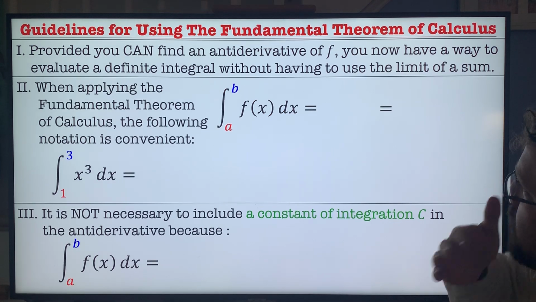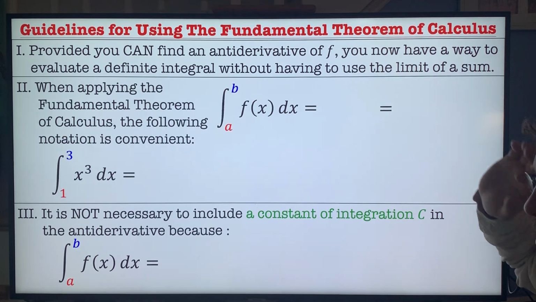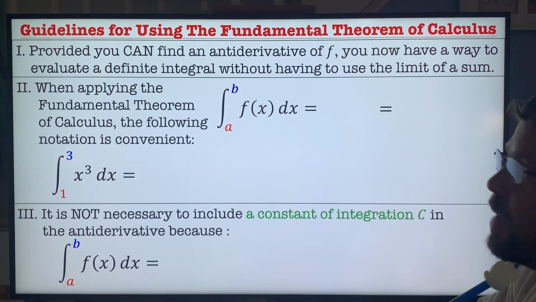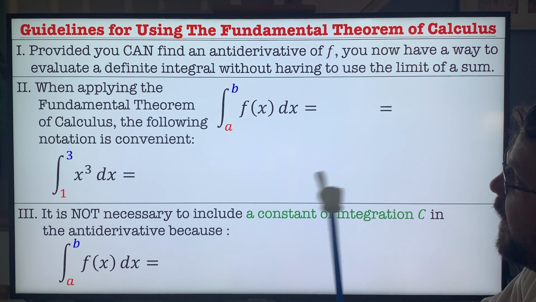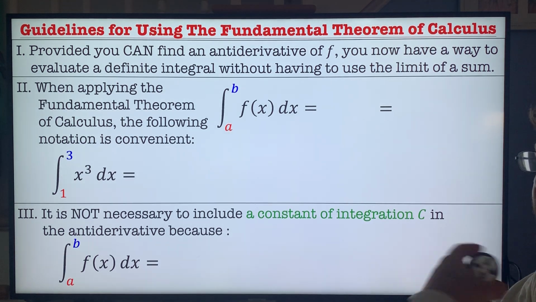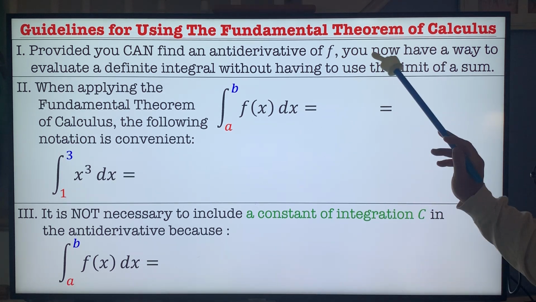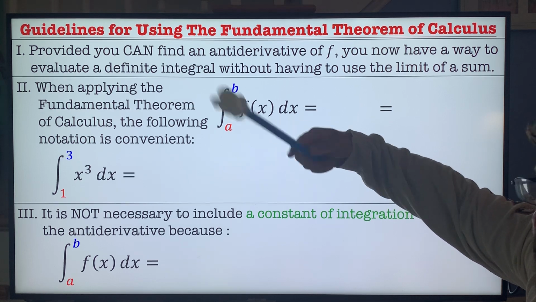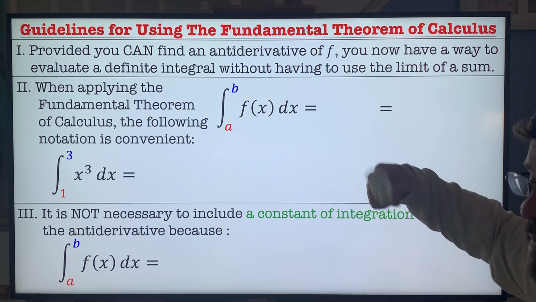Now, here are the guidelines for using this theorem. I created this real quick to make it easier to use. Step 1, you have to be able to find the antiderivative. It can't be a no solution. You have to find a way to evaluate the definite integral without using the limits of a sum. So you're going to try to do this without using summations, like the Riemann sum from 5.2 and 5.3 and things like that.